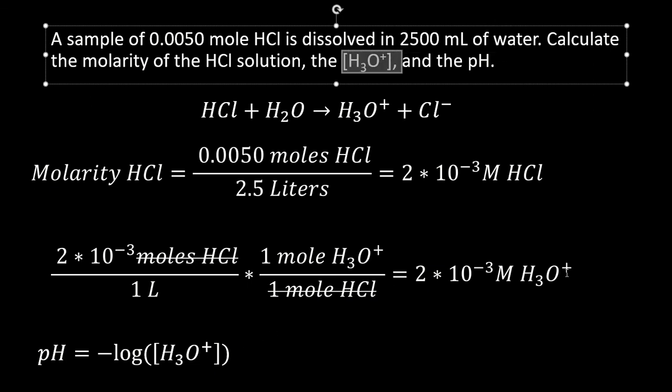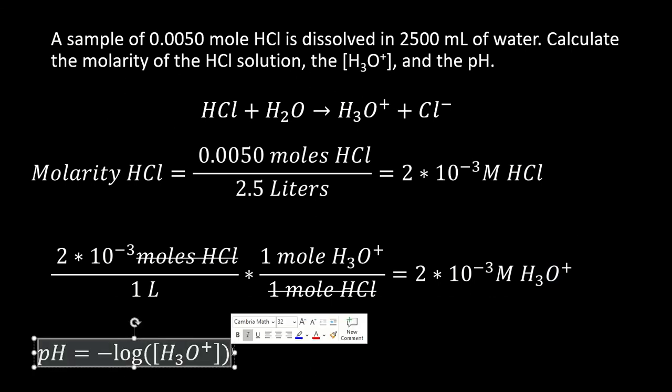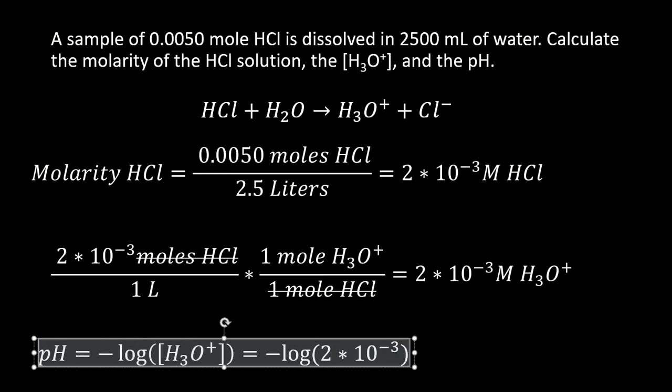And since we know what our concentration of H3O+ is, we just take the negative log of that value to get our actual pH. So negative log of 2 times 10 raised to negative third power. That will give 2.70 as our pH value.